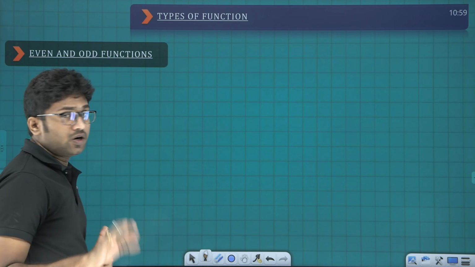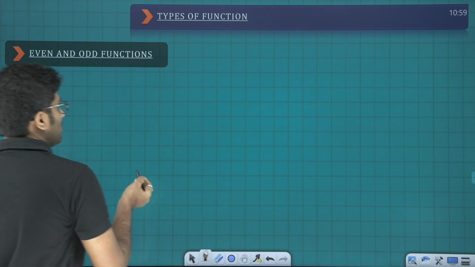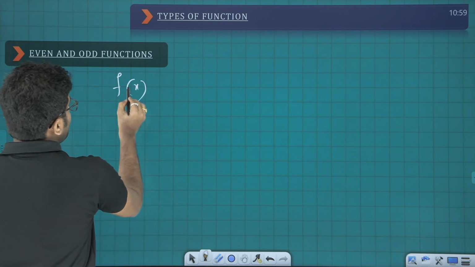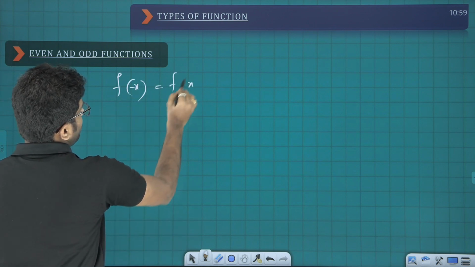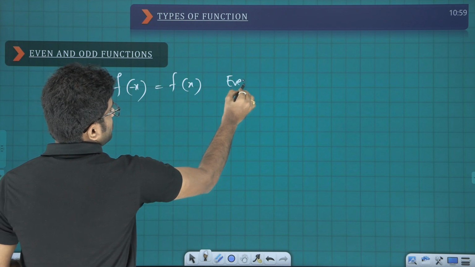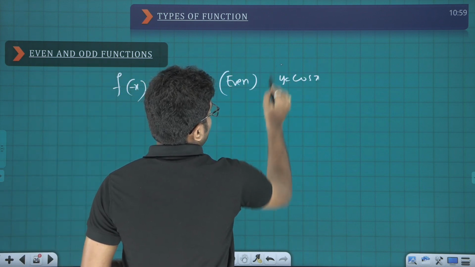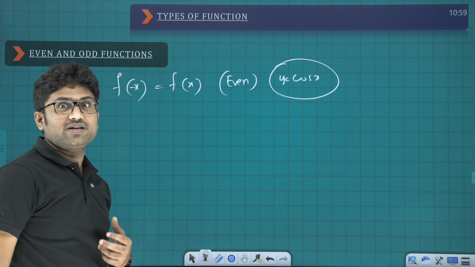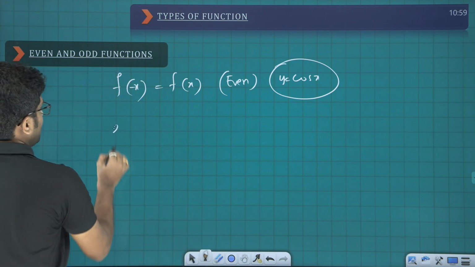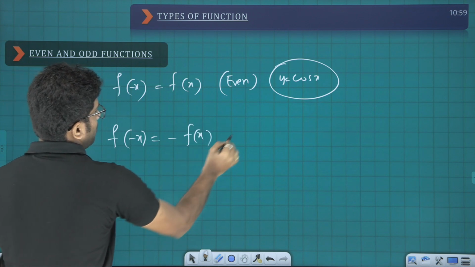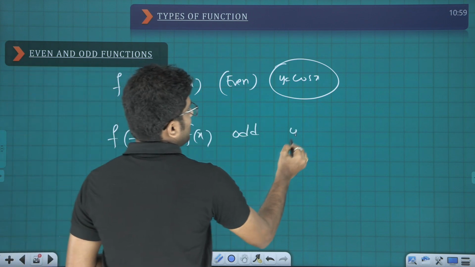Next, even and odd functions. Even and odd functions are very simple, friends. A function f of x is said to be even if f of minus x is equal to f of x. Such a function is an even function. Best example is cos x. In trigonometry, we have cos x because cos of minus theta is cos theta. Next, a function is said to be odd if f of minus x is equal to minus f of x. Best example, sin x.